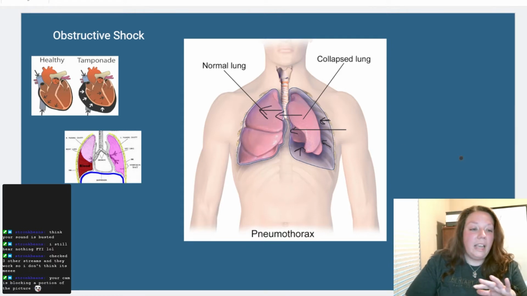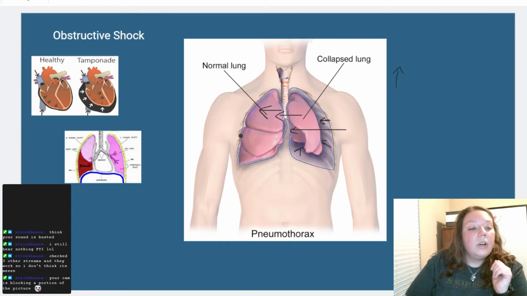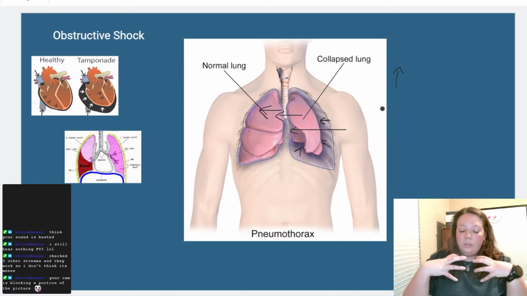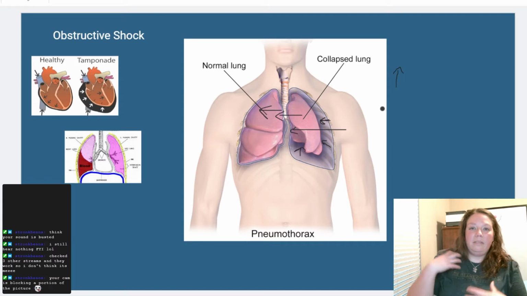So with that compression, it causes an increase of pressure in your chest cavity here, the intrathoracic pressure. Pressure in your chest cavity increases. When that happens, you've got all this pressure pushing down, pushing into you. Your blood flow is going to be restricted. Blood is not going to push against pressure very well. So what happens is your blood can't get up.